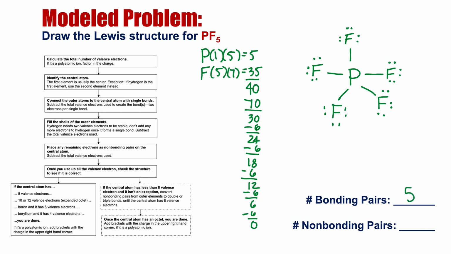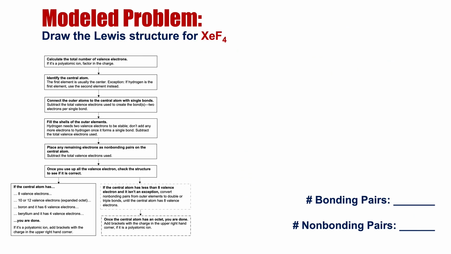There's 5 bonding pairs, there's 15 non-bonding pairs. 15 plus 5 gives me 20, times 2 is 40. It matches how many I needed. All right, this next one, I can't tell that it's an expanded octet by just looking at the formula. I have to go through all of my steps in order to see that it's an expanded octet.